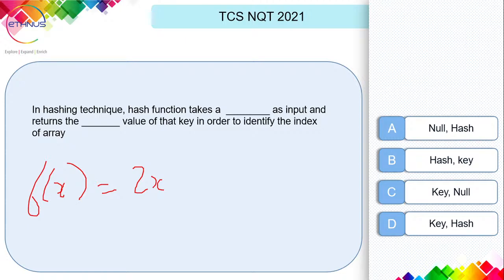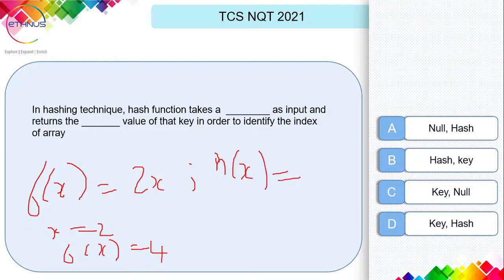So if I give you x is equal to 2, f of x would be 4. Similarly, let's say h of x. h of x is nothing but a hash function, right? If you give some value, say 3 or something, it will return some hash value. It will return a hash. And this function is a one-way function. What do you mean by one-way function?